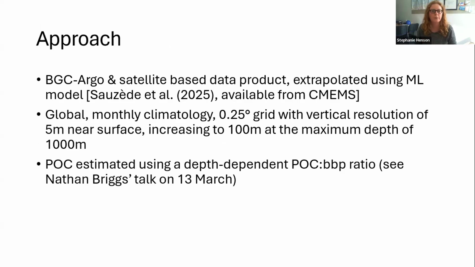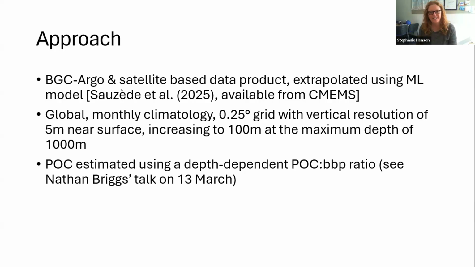So to do this, we used Raphael's product, which is based on BGC Argo and satellite data extrapolated using a machine learning model. And it gives you a global monthly climatology on a nice grid. Raphael's product generates backscatter information, and then we convert that to a POC estimate using a depth-dependent POC to backscatter ratio. I think Nathan talked about that on the 13th of March in his seminar, although I didn't check. So maybe, hopefully he did. Anyway, we converted it into POC.